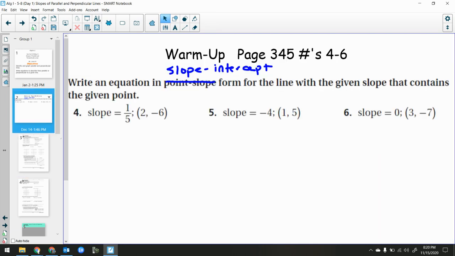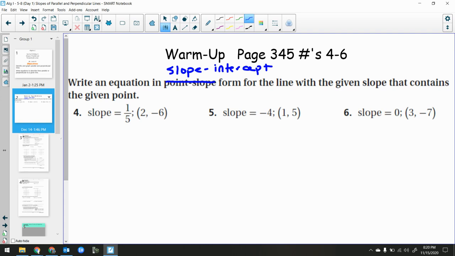Okay, here we go. So again, why don't you go ahead and pause right now and try these three. You can do this by whatever means necessary, if you want to do the solve for b method or if you want to do the slope-intercept or the point-slope method. Either one is fine with me. I'll probably show the solve for b method twice and then the point-slope method once. Okay, so go ahead and pause and then play whenever you're ready.